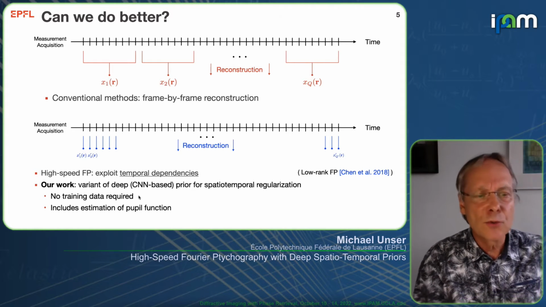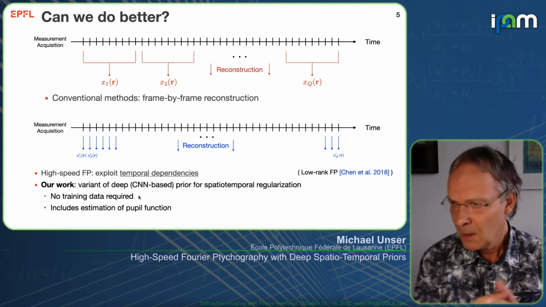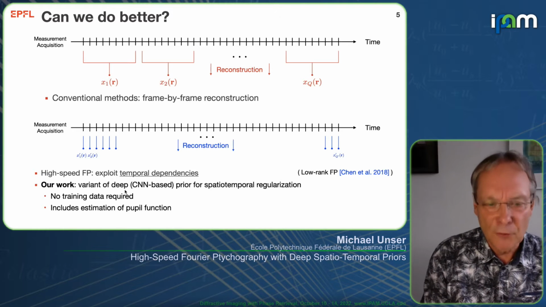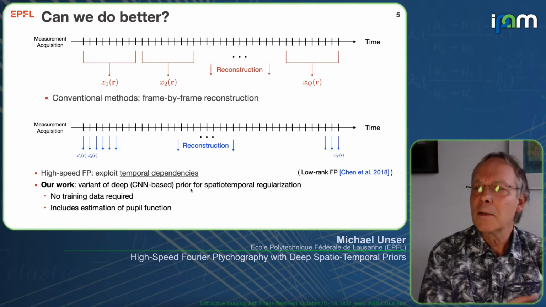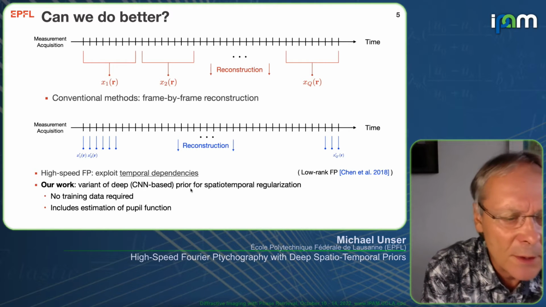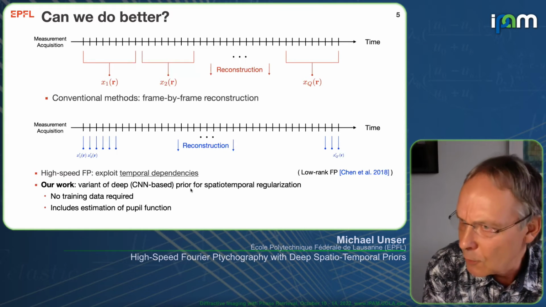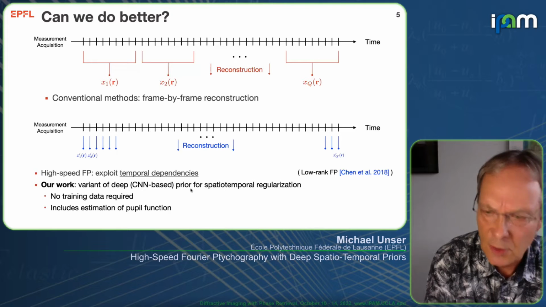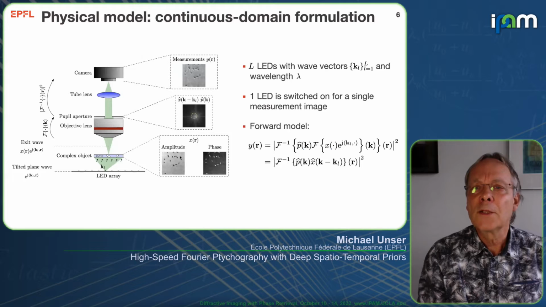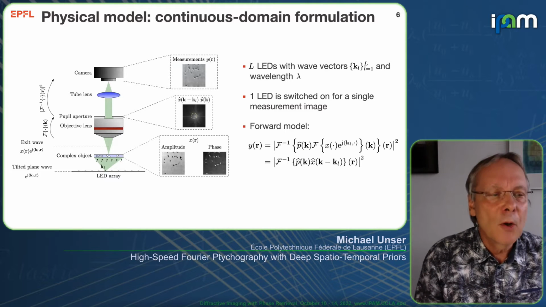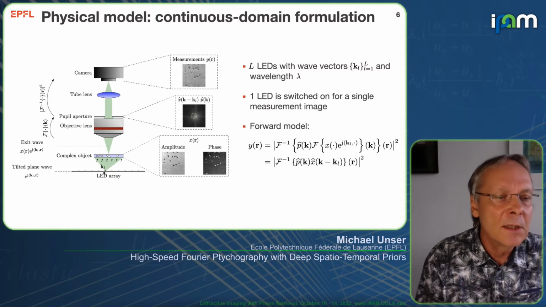Now, what I should say also is that there's no training data required, which is a little strange for a deep neural network, but it's not so strange for deep prior. Actually, that's part of the paradigm. And then the framework is general enough so that you can also calibrate the system and estimate the pupil function as part of the optimization, and that's also what we're going to do. Okay, so let's go back a little to the physical model, which is what I had just described in the first slide.